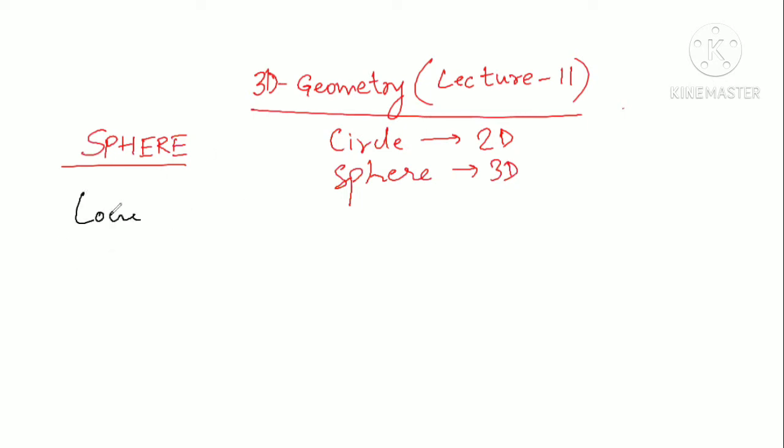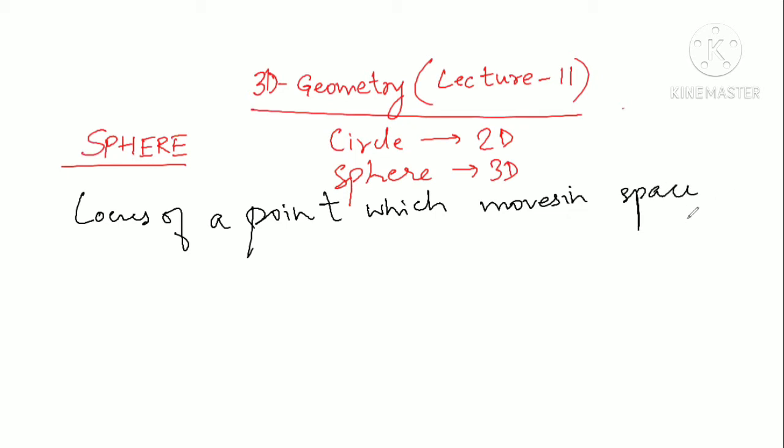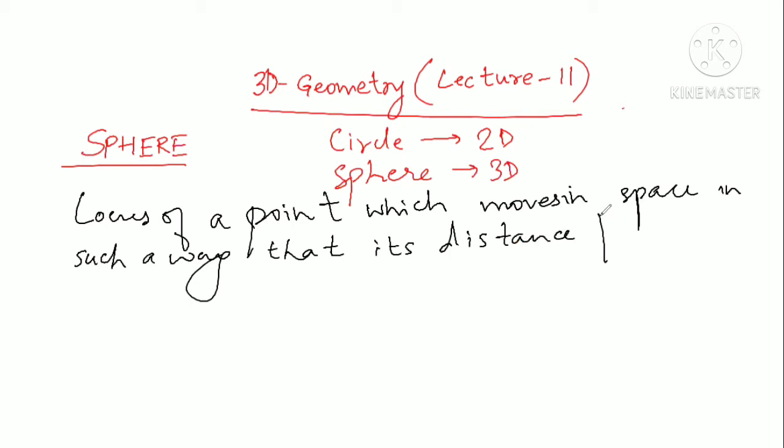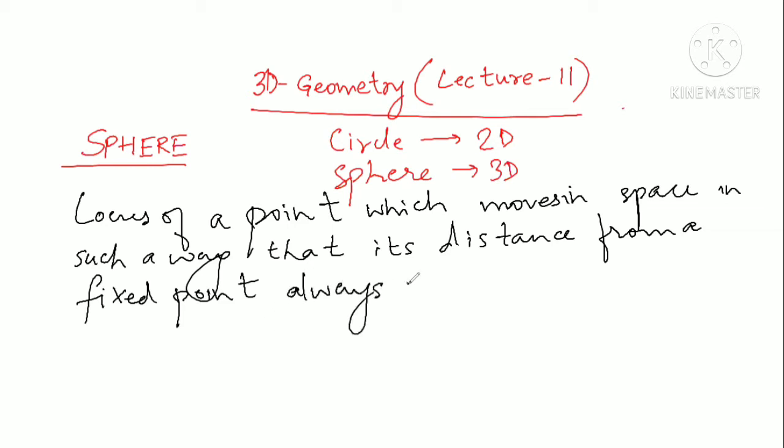So we can say it is defined as the locus of a point which moves in space in such a way that its distance from a fixed point always remains constant.